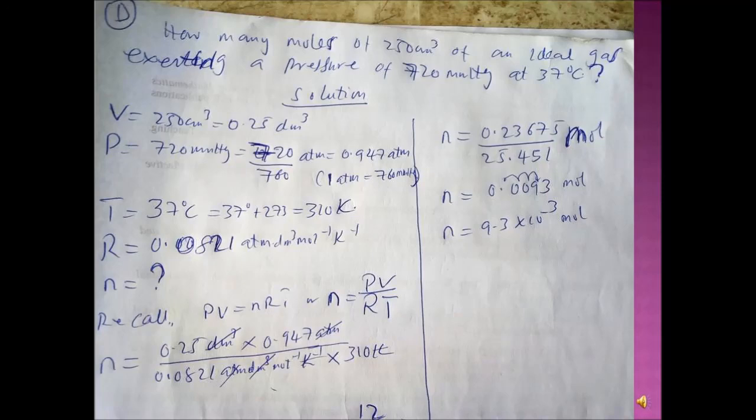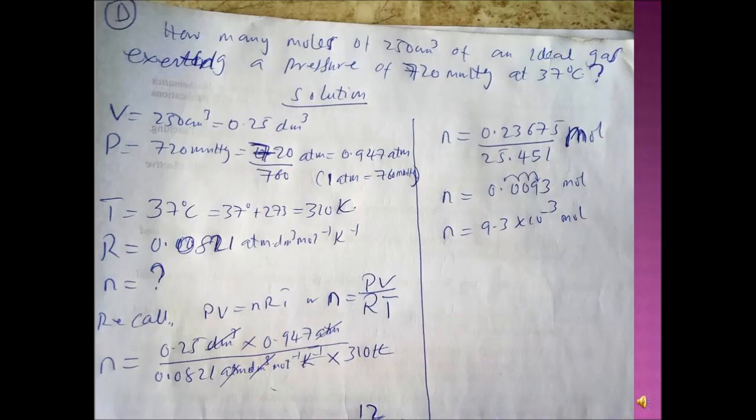Then pressure was given to be 720 millimeter mercury. Is that clear? But we need it in atmosphere. One atm is equal to 760 millimeter mercury, so all you need to do is divide 720 by 760, and it will give you 0.947 atm. Then we have our temperature, which is in degrees centigrade, but we want it in absolute temperature, which is Kelvin. So we convert it by adding 273, which gives us 310 Kelvin.